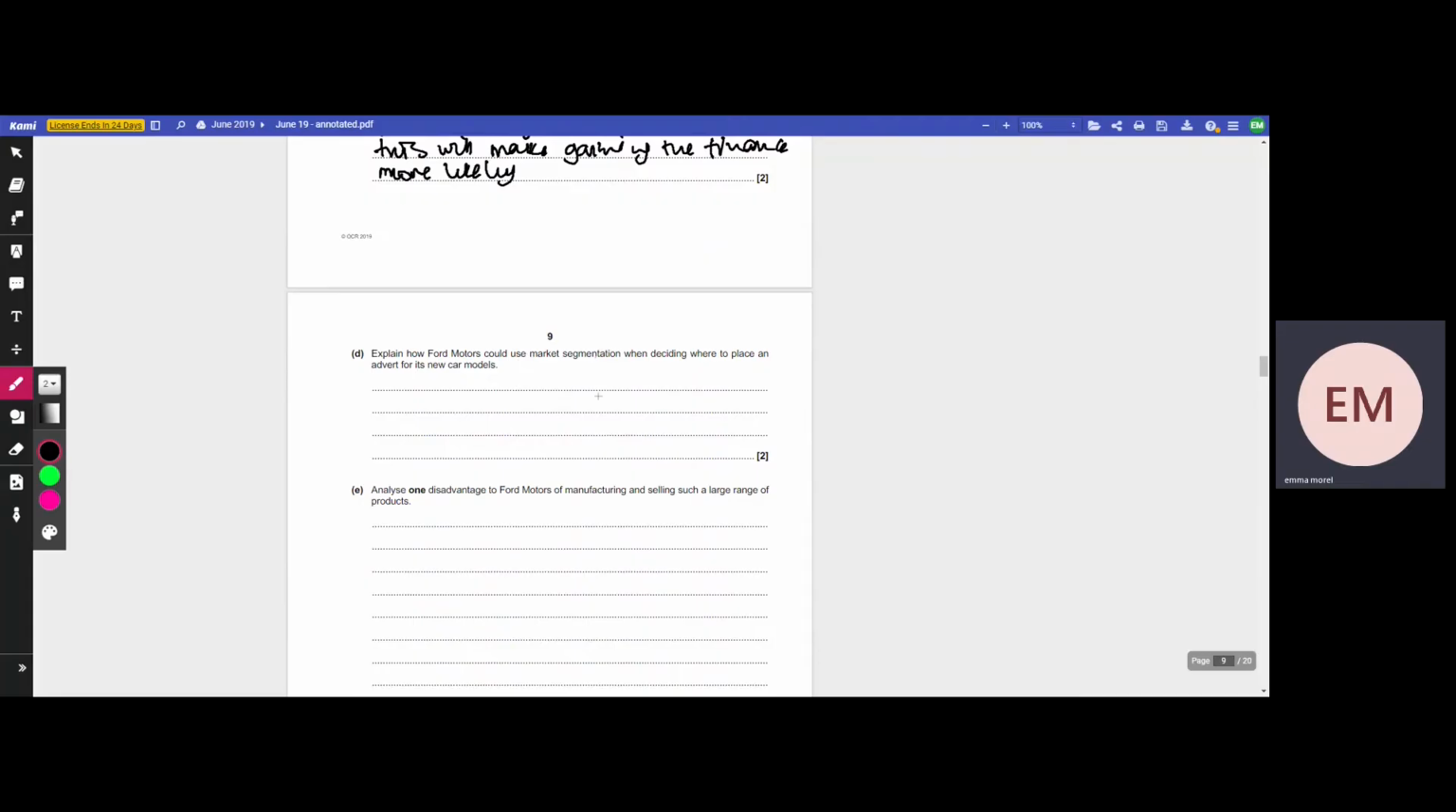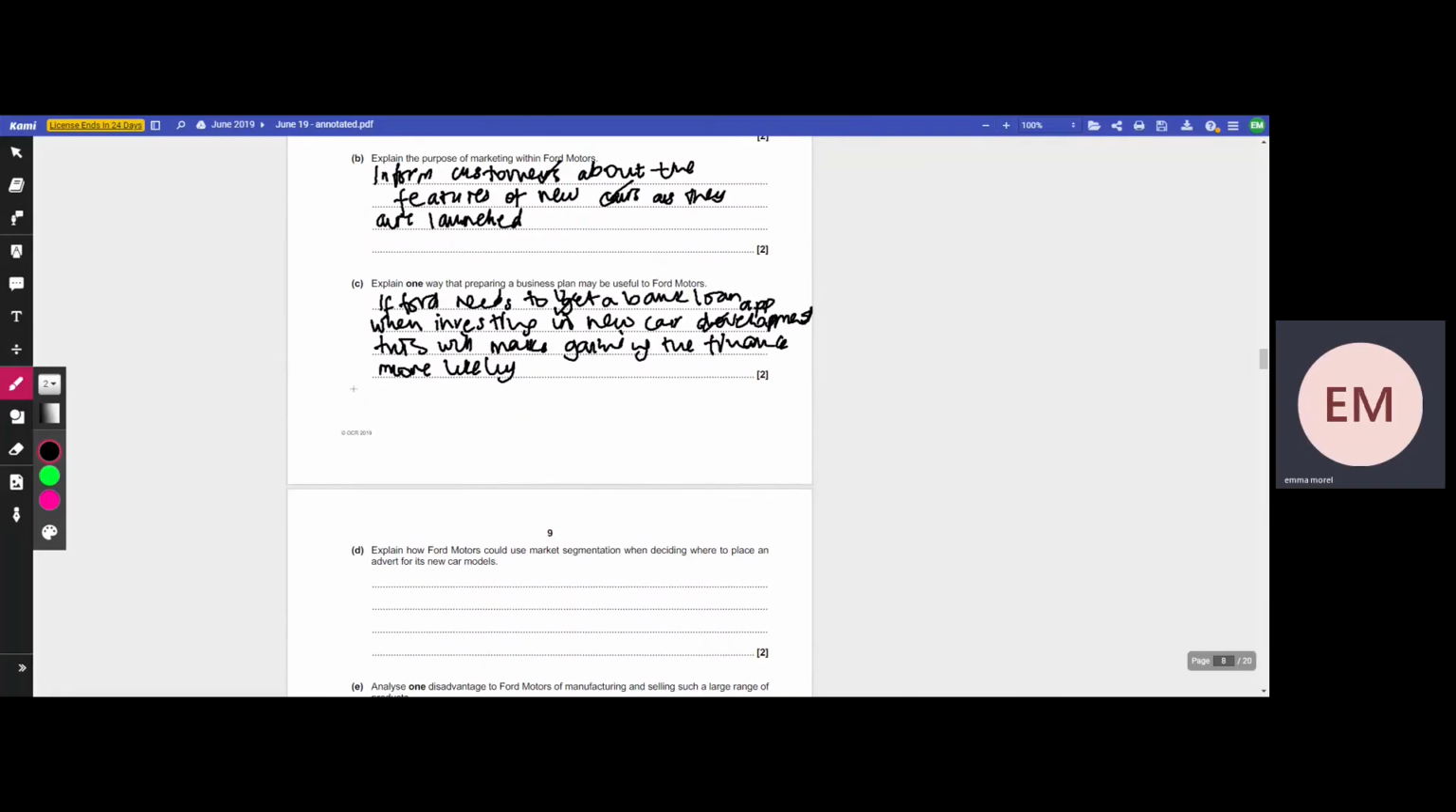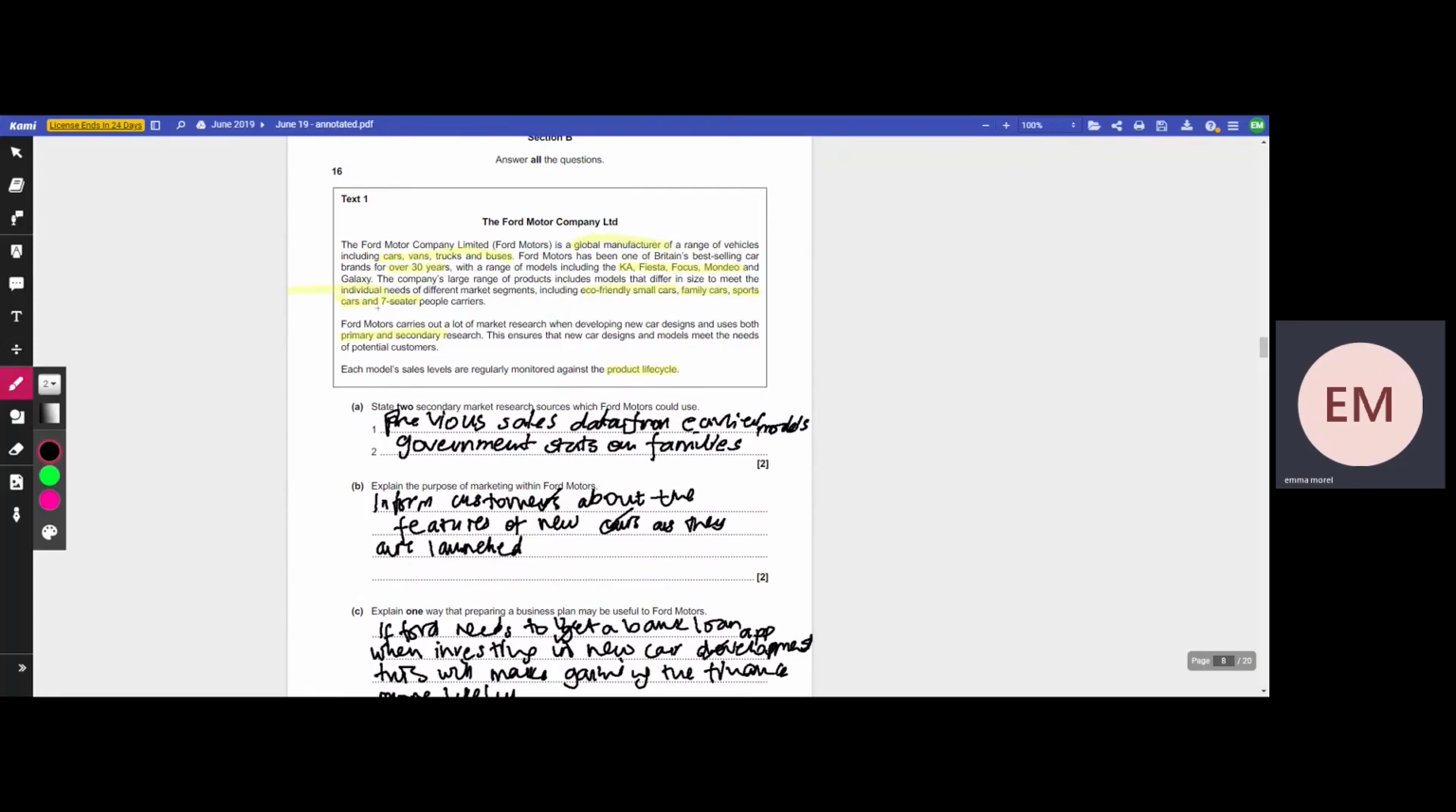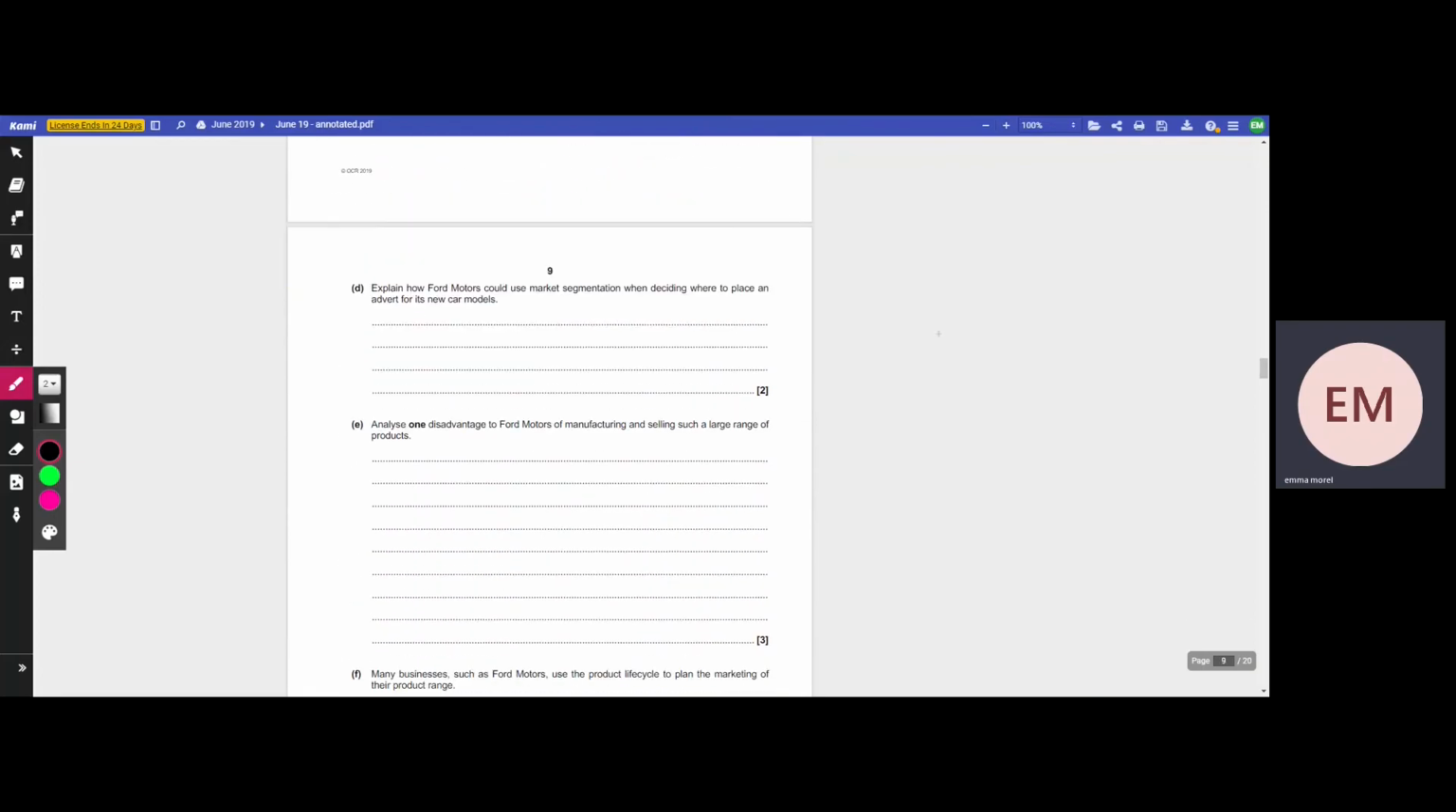By using market segmentation, they can decide where to put that advert to hit maximum efficiency. If they're advertising their family car, potentially it's somewhere where there are lots of families. So Families Magazine, for example, could be a good place to put adverts for their new 7-seaters or the Ford Galaxy. We want to say something along those lines. Again, it's only 2 marks, so we need an understanding, and we also need something from the context.